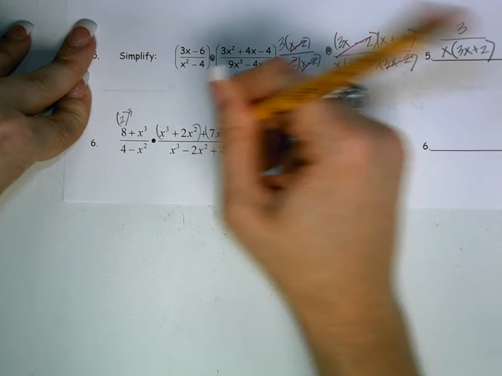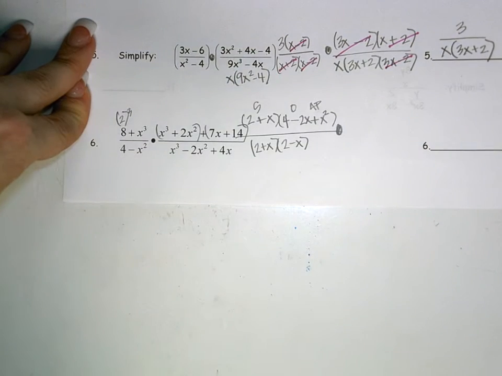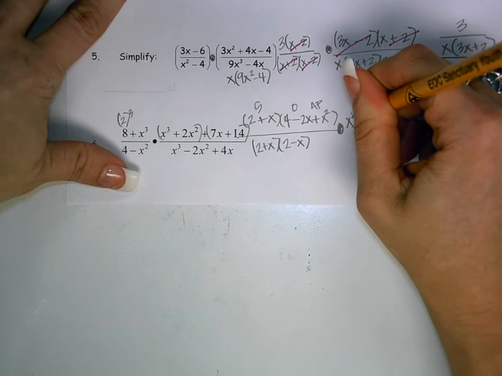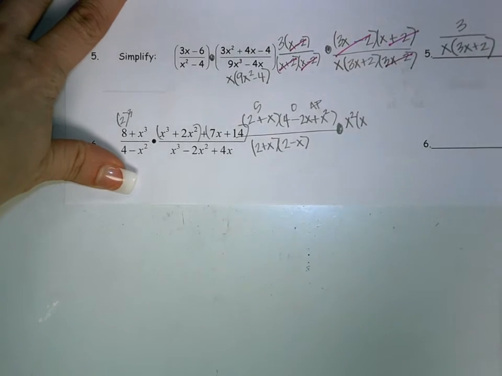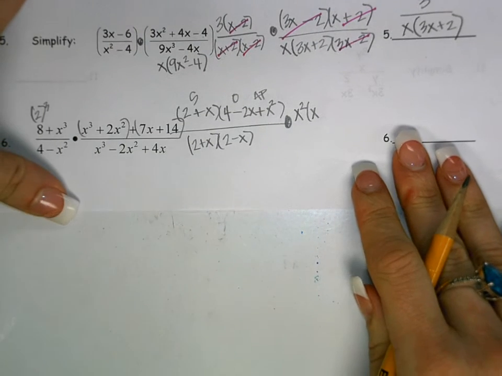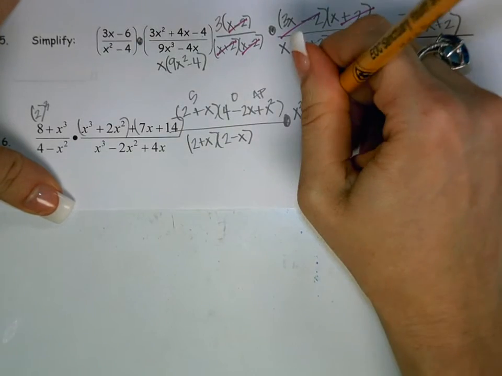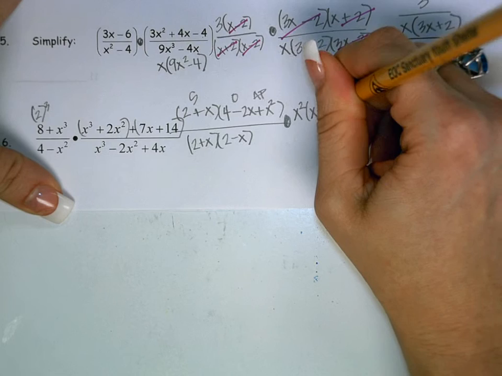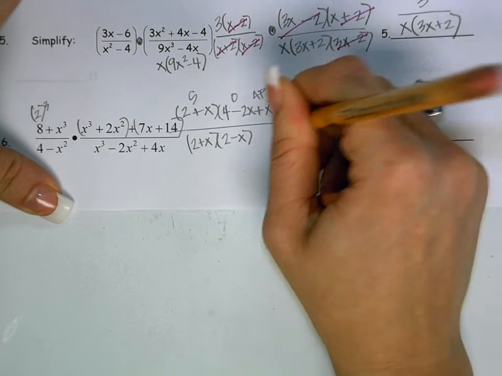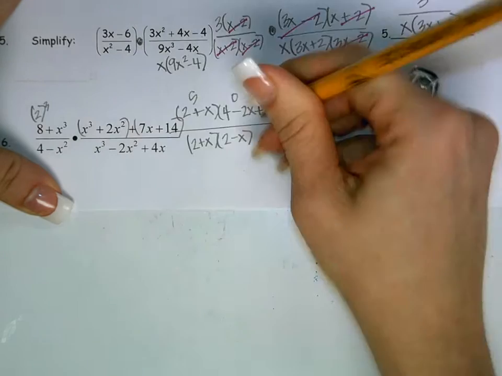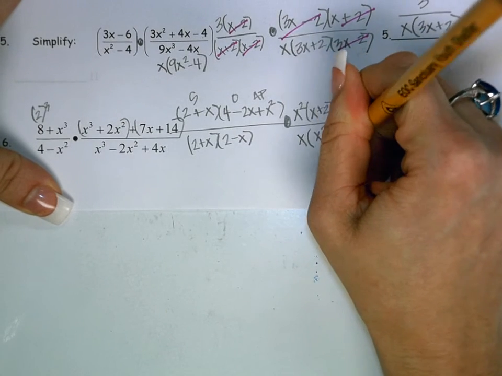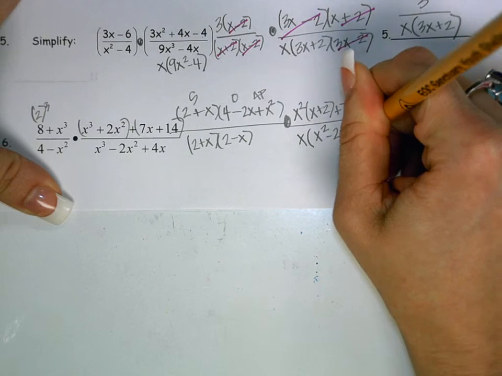This is grouping again. So, take out an x squared. Say it again. Okay, so x squared, left behind is x plus 2, plus 7 times x plus 2, over, again, take out an x. Left behind is x squared minus 2x plus 4.